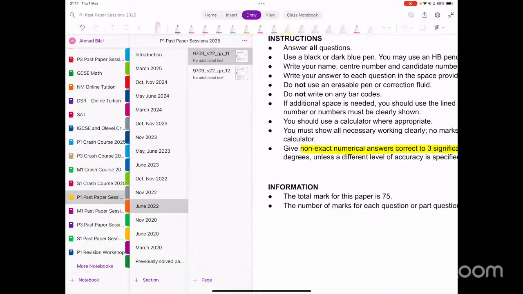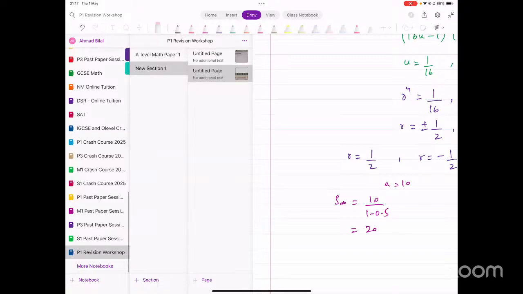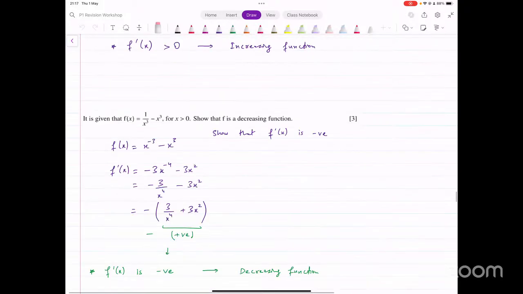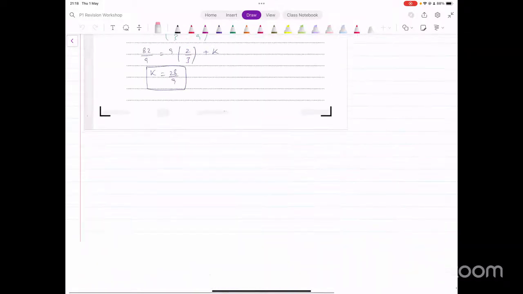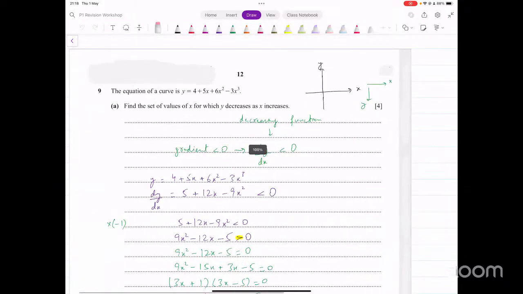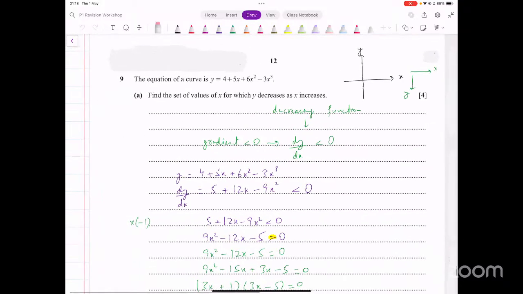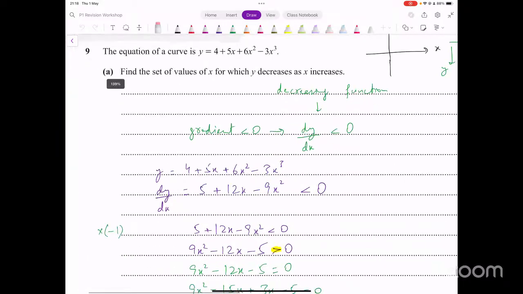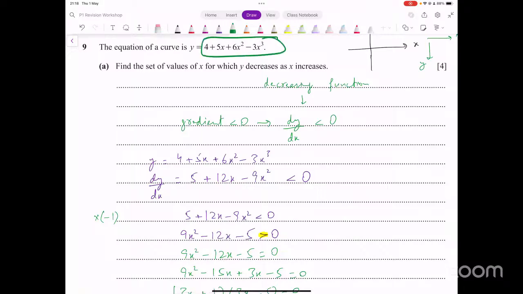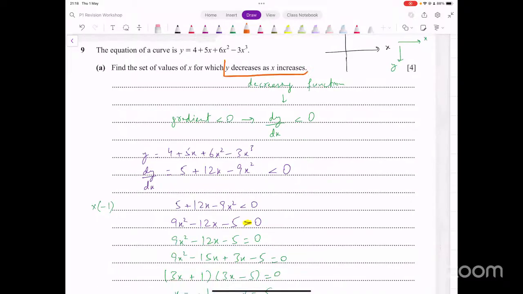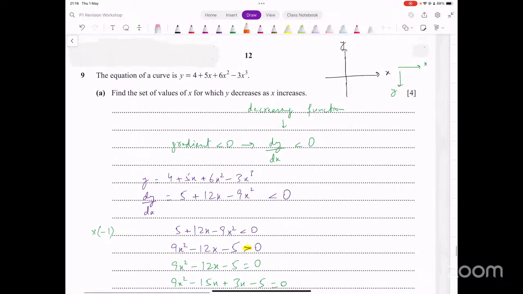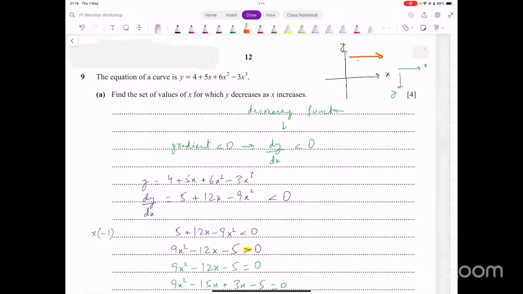Okay, I think we talked about this the other day as well. When you have a question like this, we talked about increasing and decreasing functions here, I think. We saw that question. So it's very similar to this, right? So I'll just use this to explain that. You have the equation of a curve: 4 plus 5x plus 6x squared minus 3x cubed. It says find the set of values of x for which y decreases as x increases. What does that mean? As you go to the right side, the y value decreases. So the graph is going in the downward direction. If the graph is going in the downward direction, what does that tell you about the gradient? The gradient is negative.